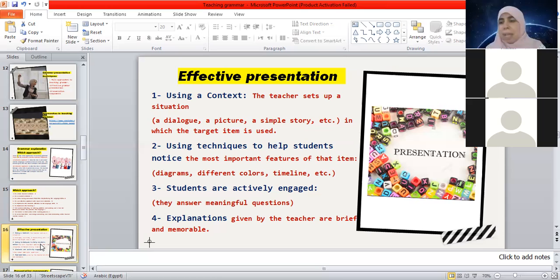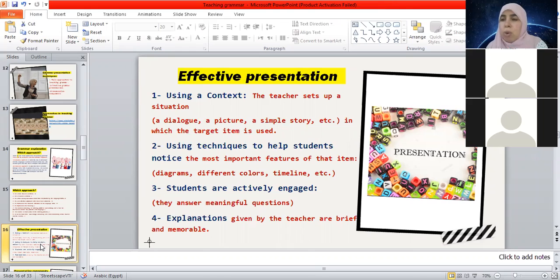Like diagrams, I can draw diagrams of the grammar structure, okay? They can be circles, squares, and I use arrows. So I can draw a diagram on the board. Different colors: imagine that you have a text and you write the regular verbs in the past in red and the irregular in blue, okay? So here the students can notice which verbs are regular and which verbs are irregular.